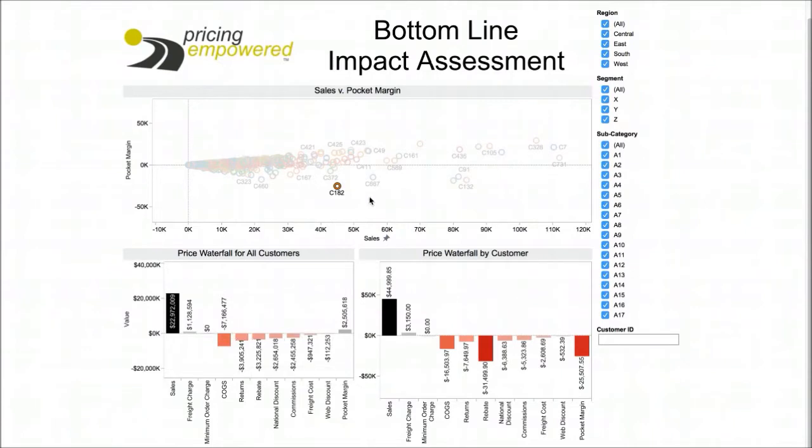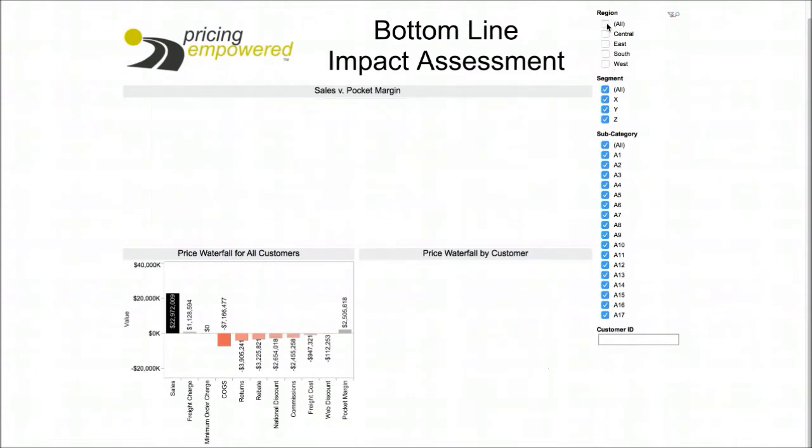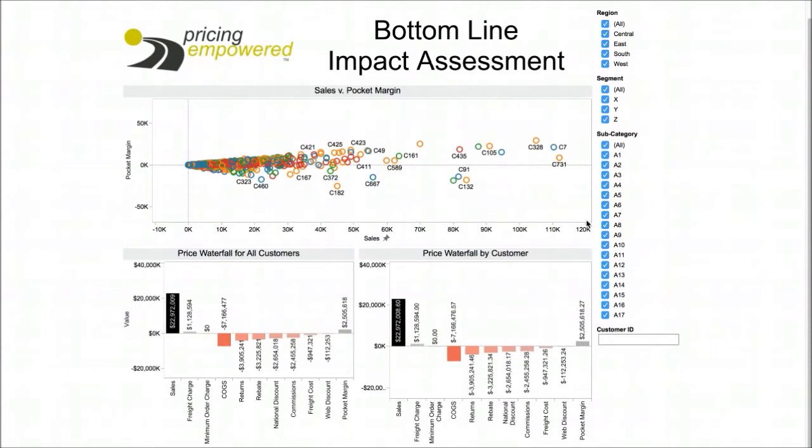So then we want to explore if this negative pocket margin is specific to this customer or this region, this subcategory, anything where this point might be an outlier. We want to know the averages for this customer, this region, all of that, because then we can determine why this specific point is lowering our overall pocket margin.